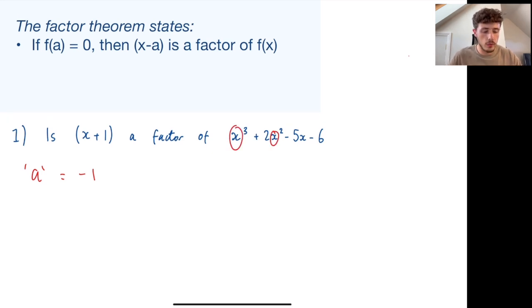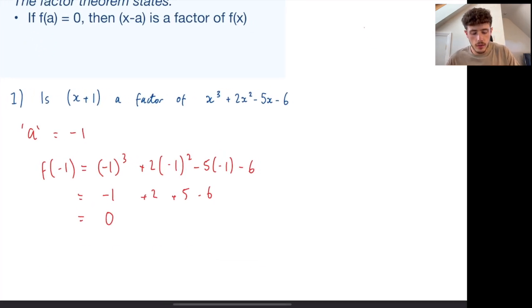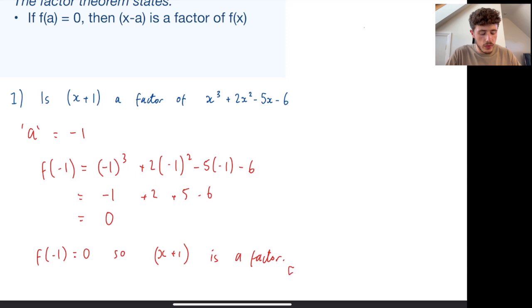values of this polynomial. So f of -1, when f of x equals this equation, is -1 cubed plus 2 lots of -1 squared, -5 times -1, -6. So if we work out each of those terms, this is what I get. And then if we simplify that even further, you will find that that does actually cancel out to 0. And then it's always good to finish off something like this with a little concluding statement, just to determine what your outcome is. So we've just said that f of -1 equals 0, so therefore x plus 1 is a factor.